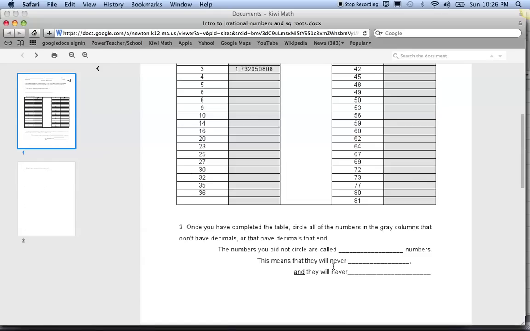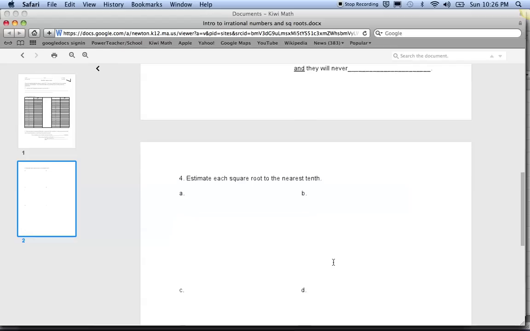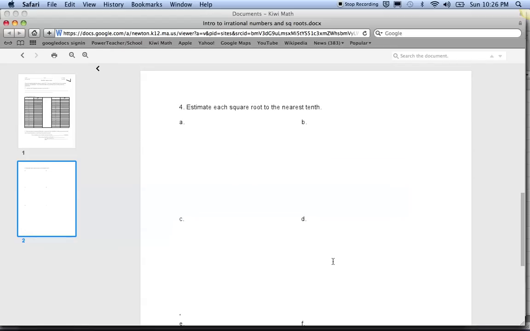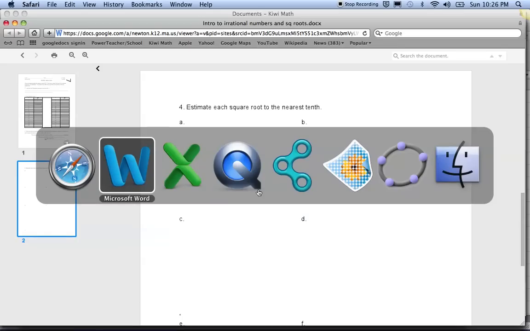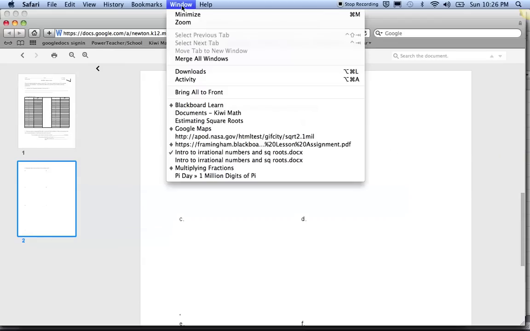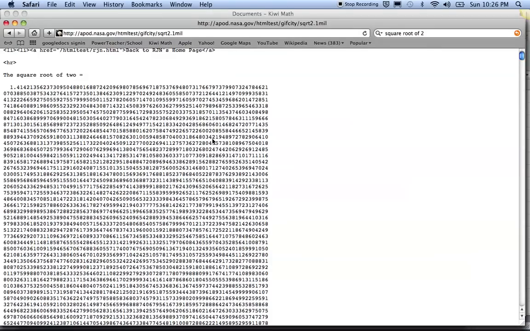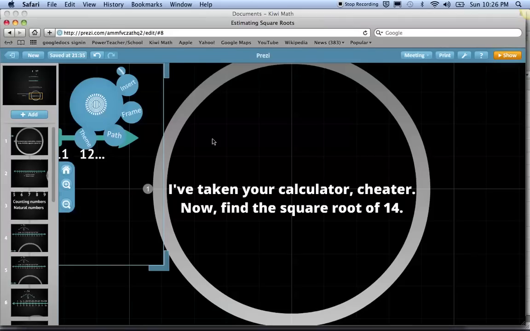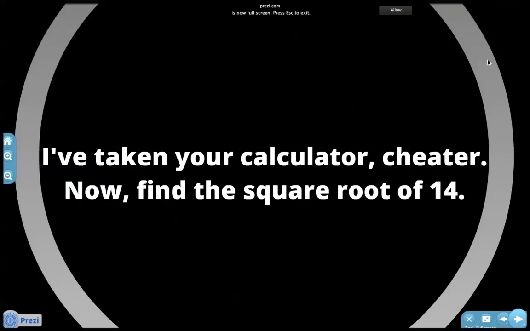Alright, I think we've accomplished the first point. So let's now move on to the second. Turn this worksheet over. How are we going to do this? Let's start with the square root of 14.